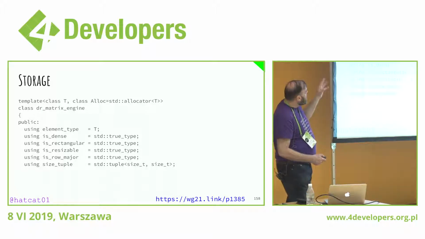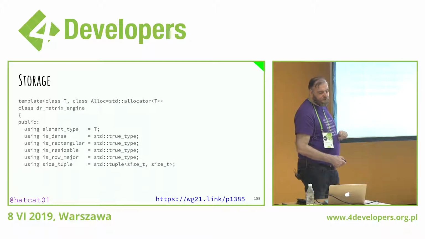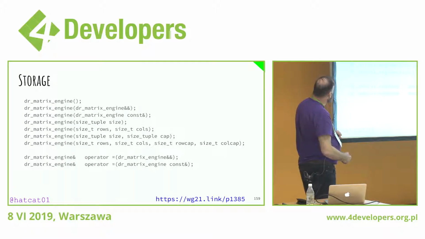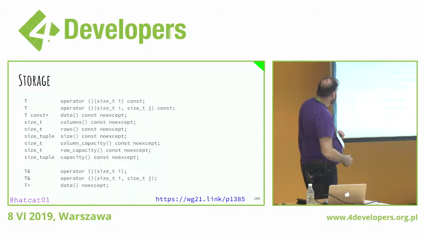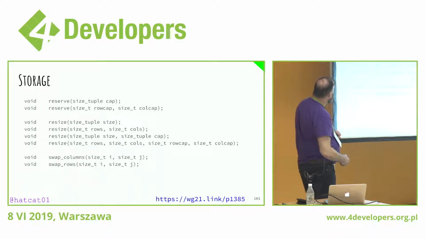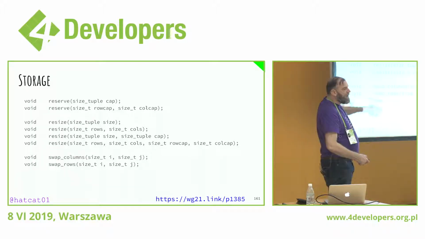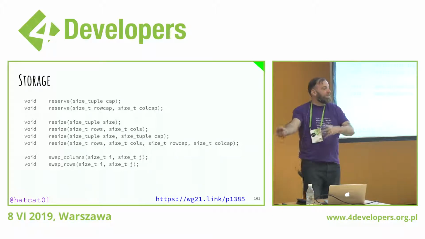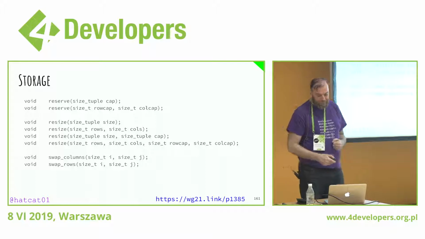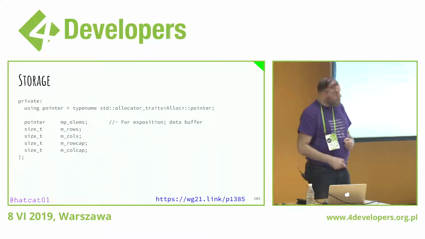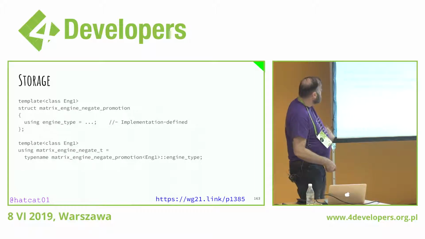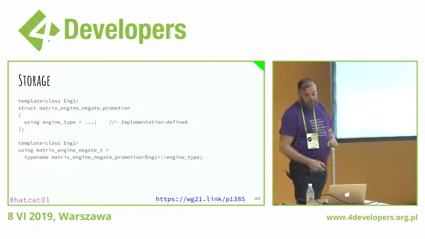And then we have the DR matrix engine, dynamic resizable matrix engine. Nothing too surprising here, I hope. But what we do have is reserving and resizing, because now we're looking at a container. Because we might be wanting to add data or remove data. And that's how we might implement it.